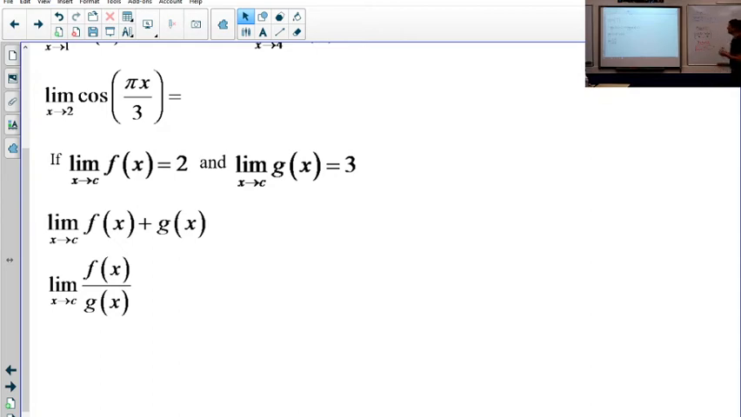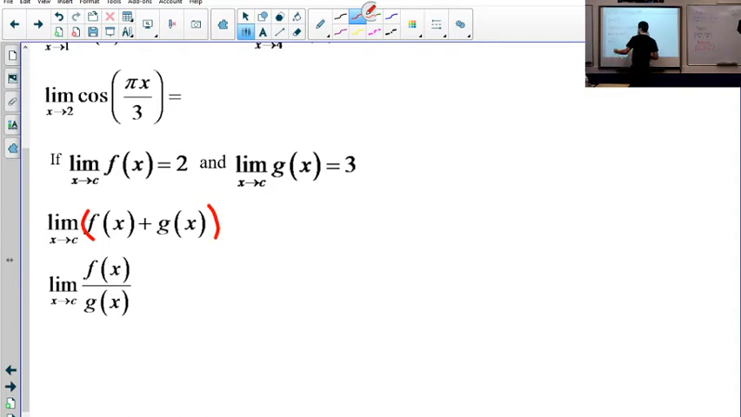Limit as x approaches c of f of x is 2, and limit as x approaches c of g of x is 3. The main idea here is that the limit of the sum is the sum of the limits. So if I want the limit of f of x plus g of x, I can just take the limit that I already know of f of x, 2, plus the limit that I already know of g of x, which is 3, and that's going to equal the limit of the whole thing, which is 5.